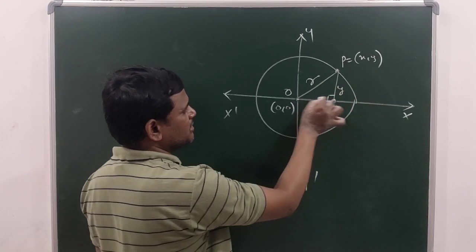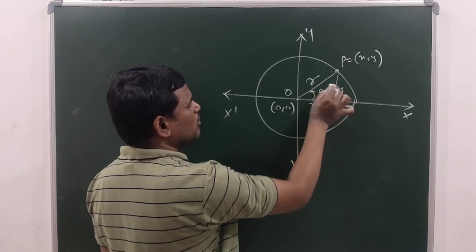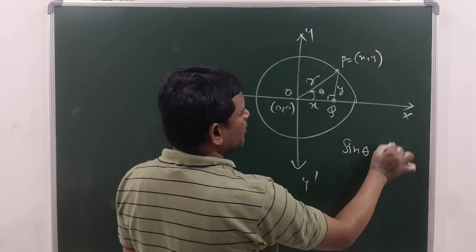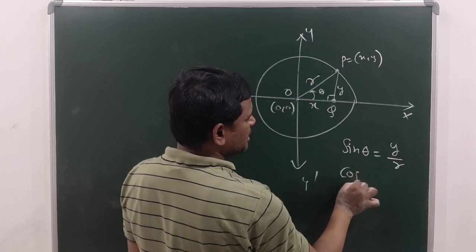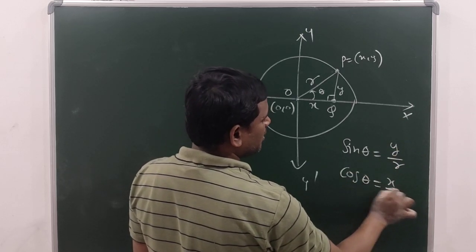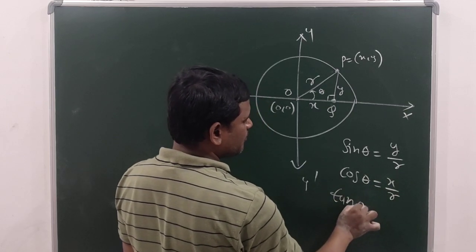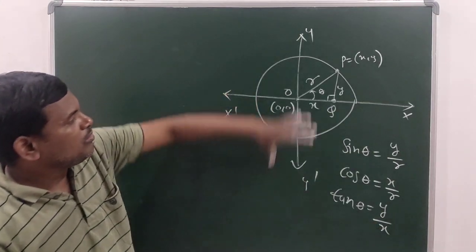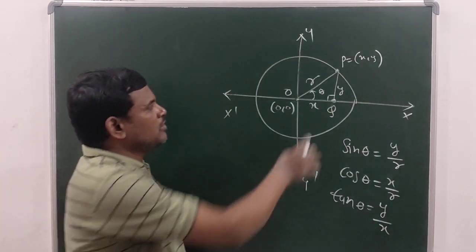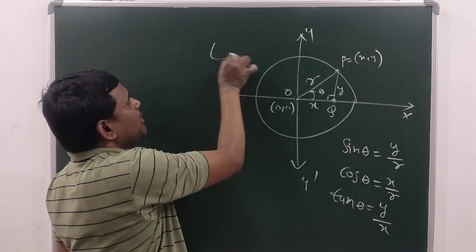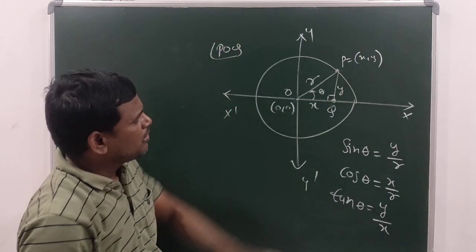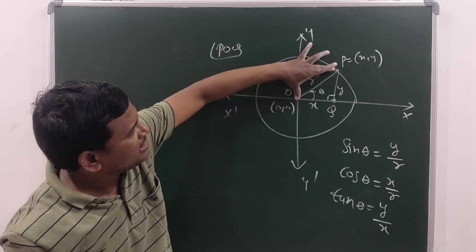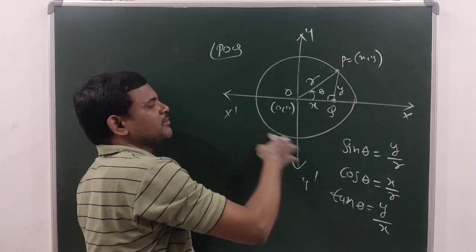Now this is 90 degrees. Consider this amount of rotation as theta. Now the sin theta definition is y by r. The cos theta definition is x by r. The tan theta definition is y by x. Now POQ is one angle, no? Theta is equal to POQ. So for this angle, this is the initial ray, and this is the rotating ray or terminating ray.